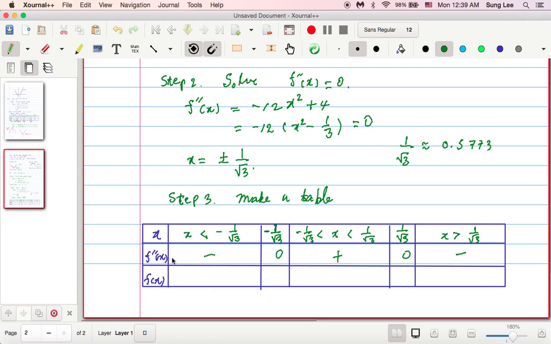Right. So, when f double prime of x is negative, the graph is, remember, concave down. So concave down, so it's a frowning face, right? Positive, that's a smiley face.